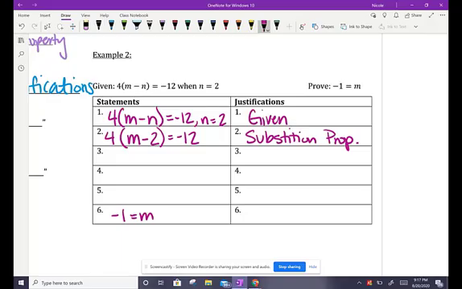And then I go to solve for m. I'm trying to get m by itself. So next I will, let's see, I have that parentheses that tells me I'm going to distribute. So 4 times m minus 8 equals negative 12. Distributive property.